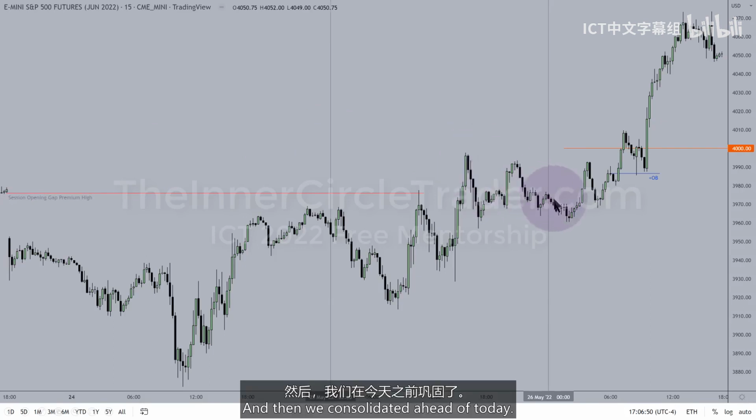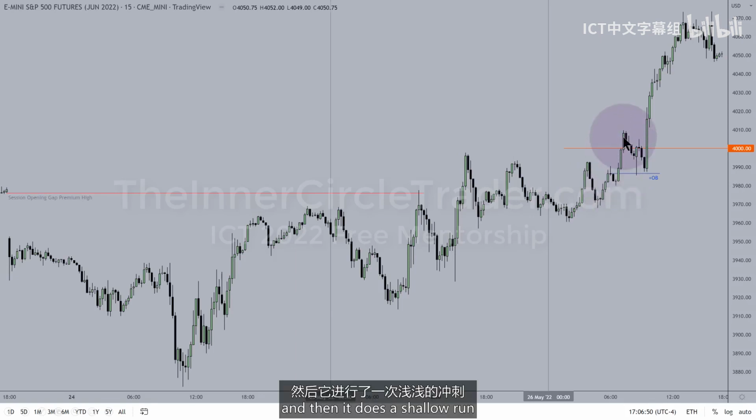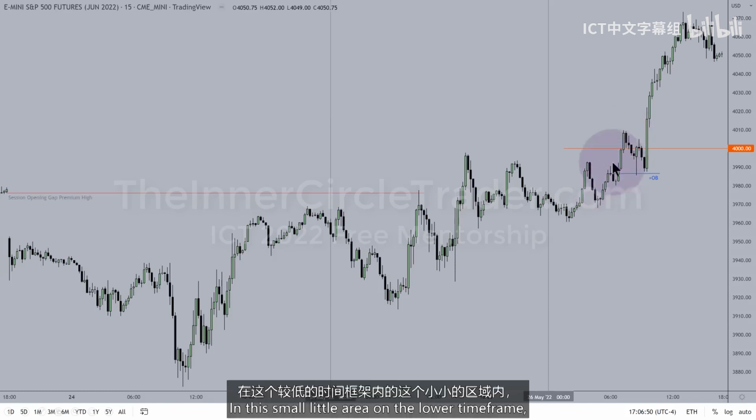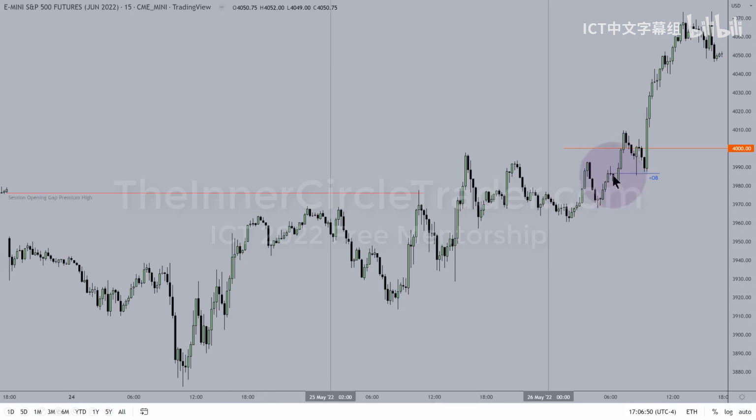And then we consolidated ahead of today, and then during the crossover into New York midnight, has a small little Judas swing where it drops down, creates the low of the day, rallies, leaves relative equal highs in here, and this high intact. It drops down, rallies once more, small little retracement, and then it does a shallow run above 4,000 on this past here. In this small little area on the lower time frame, I used this little retracement to highlight a run to 4,000 because I gave you guys 4,000 was my objective.